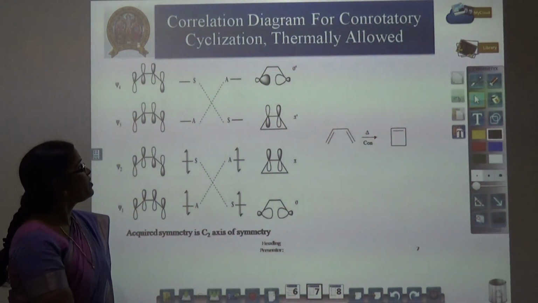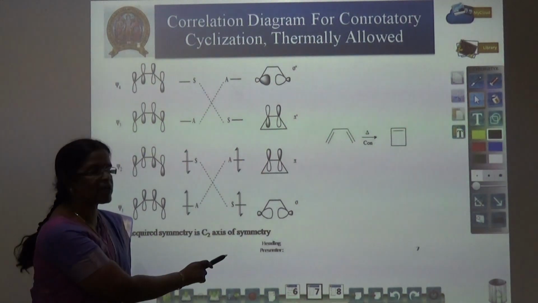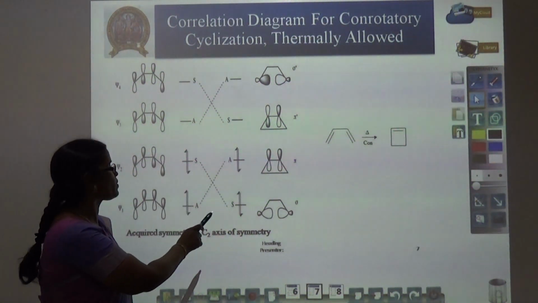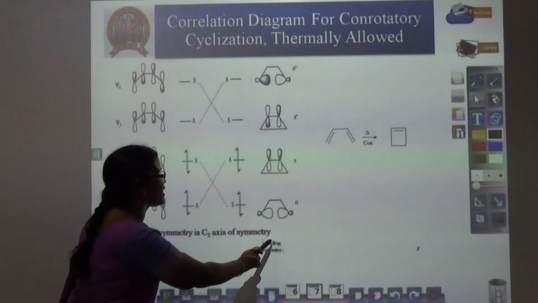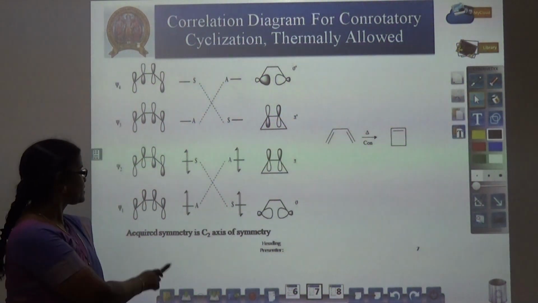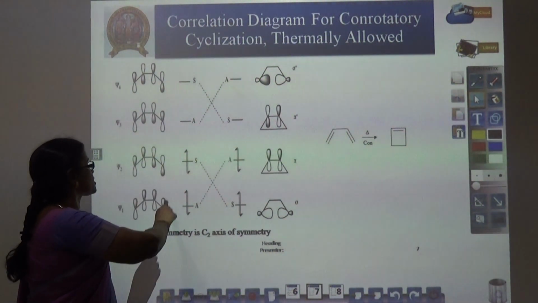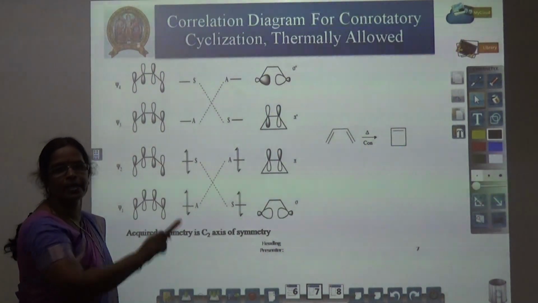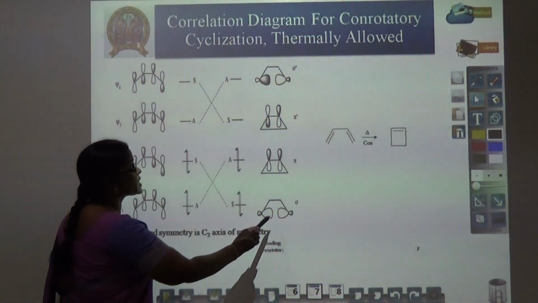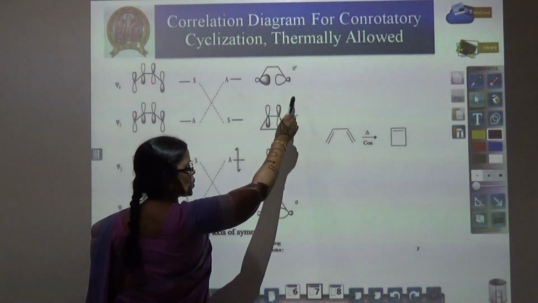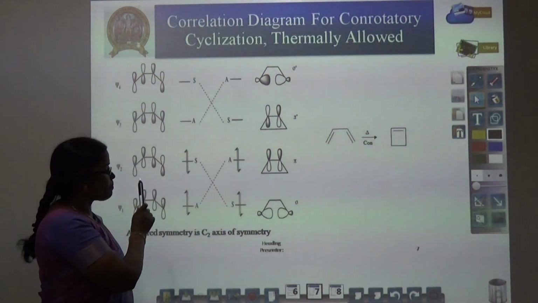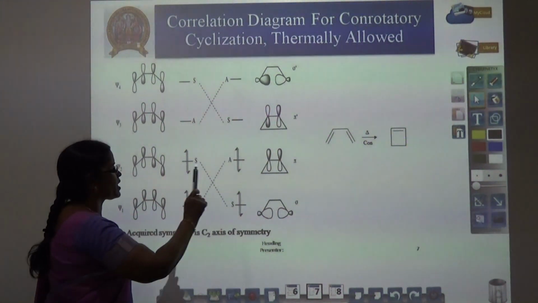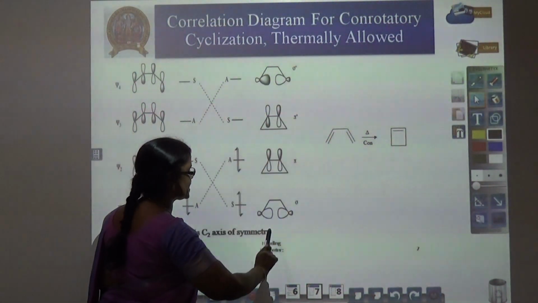Now, we are in the process of constructing a correlation diagram for the conversion of 1,3-butadiene to cyclobutene. These are the molecular orbitals of 1,3-butadiene; all are pi molecular orbitals. These are the molecular orbitals of the product formed. So, the molecular orbitals of the reactant and their symmetry, and the molecular orbitals of the product and their symmetry.